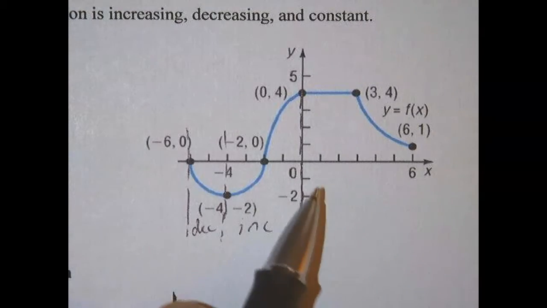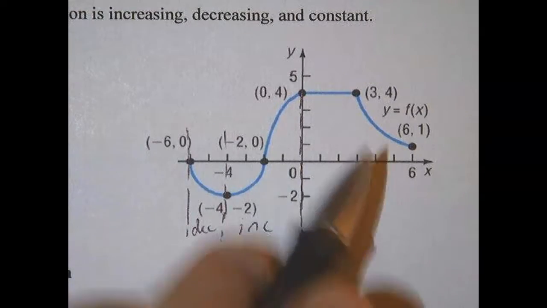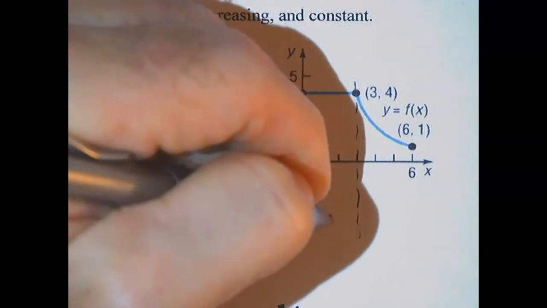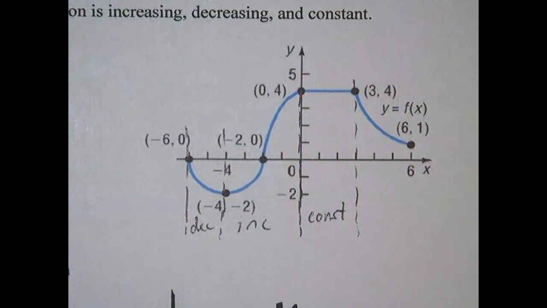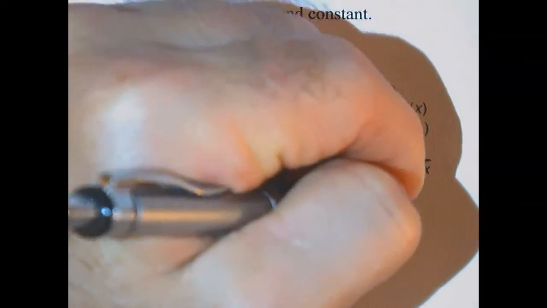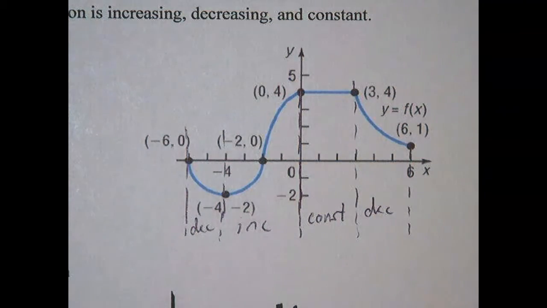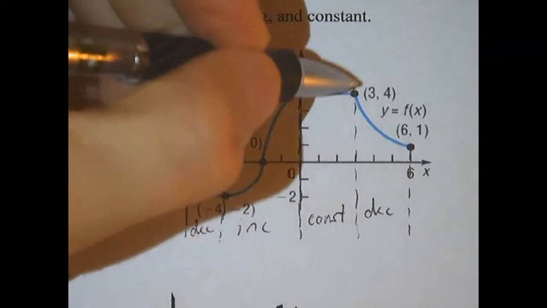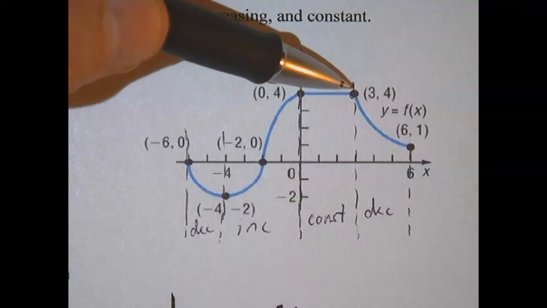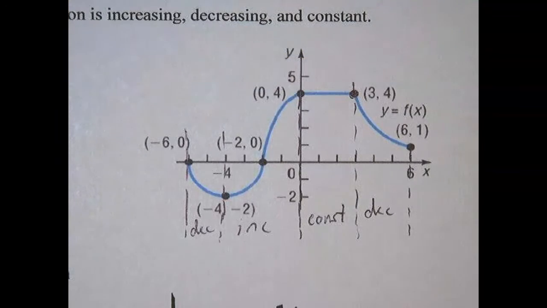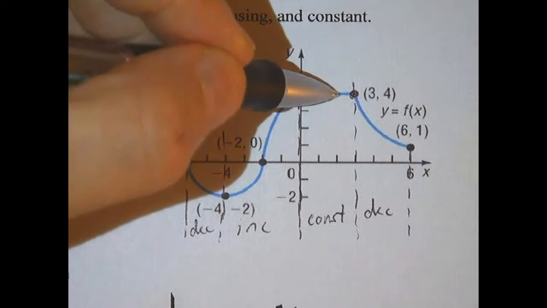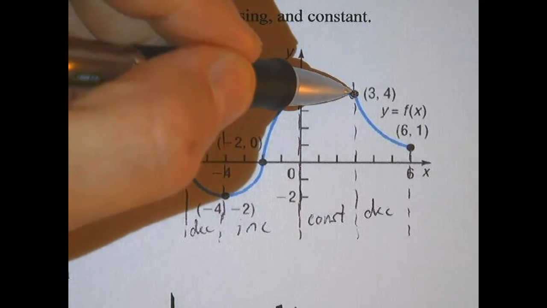And then it stays constant for a while from 0 to 3. So up to here, the function is constant. And then it decreases from 3 to 6. Now the thing you want to look at here is what's actually happening at this point right here, when x equals 3. Well, we don't want to say that it's constant and it's decreasing. We really want to say it's not really doing either. It's between where it's constant and where it's decreasing. That's the one point in between.